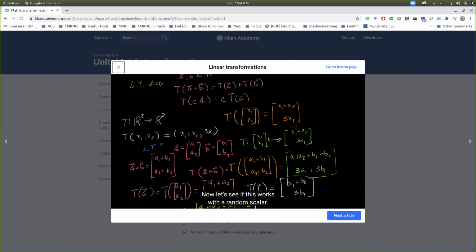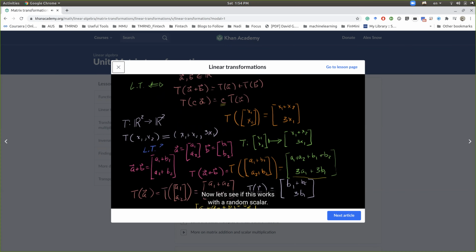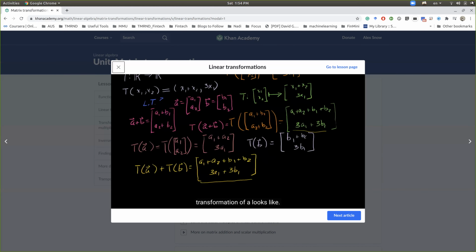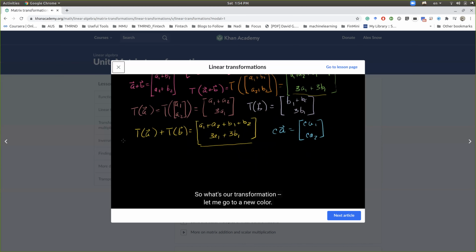Now let's see if this works with a random scalar. So we know what the transformation of A looks like. What does CA look like, first of all? I guess that's a good place to start. C times our vector A is going to be equal to C times A1 and then C times A2. That's our definition of scalar multiplication times a vector. So what is our transformation of CA going to be?